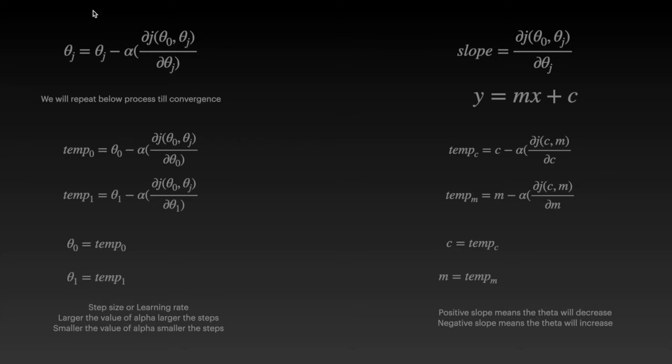Let us understand the same equation in terms of y equals mx plus c. We will be calculating the gradient descent with respect to m and with respect to c. We will calculate the partial derivative of J(c, m) with respect to c, and assign it to a temporary variable temp c. In a similar way, we will calculate the partial derivative with respect to m and assign it to temp m, and simultaneously we will update c and m. We will repeat this process until the point of convergence is achieved.